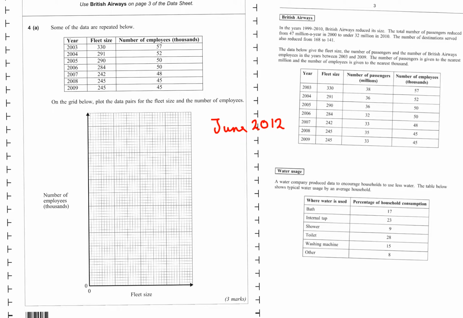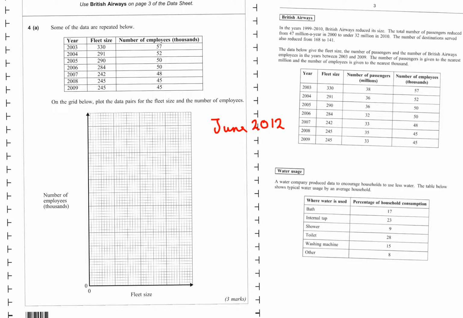On the grid below, which is this one, plot the data pairs for the fleet size and the number of employees. So it's fleet size and the number of employees. So I look at my graph. The number of employees is in thousands. So this is the vertical, and the horizontal is the fleet size.